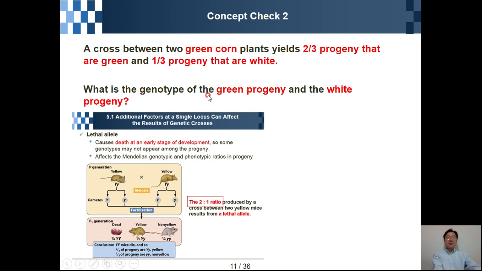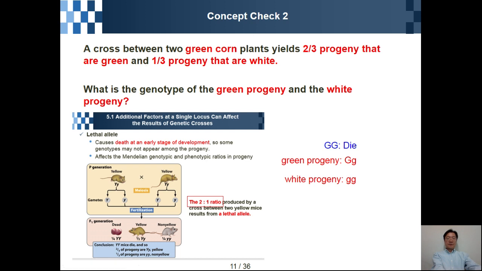So what is the genotype of the green progeny? The green progeny will be large G and small g, and the white progeny will be small gg, and large GG will die because G is a lethal allele, so the homozygous large G will induce death at an early stage of the embryo. So if the ratio is 2 to 1, you have to think about a lethal allele.